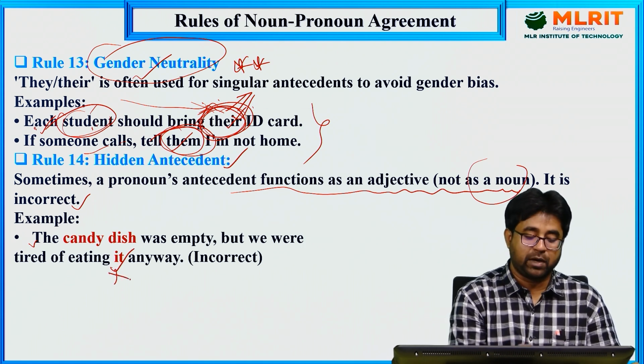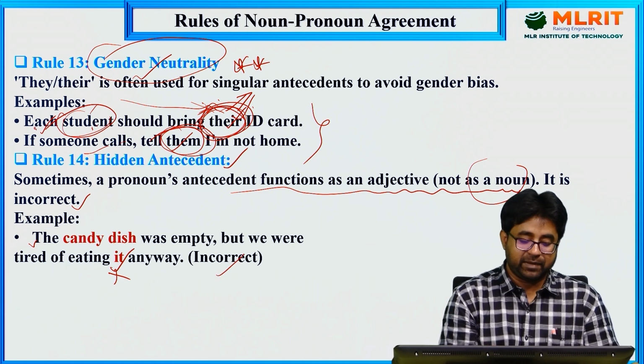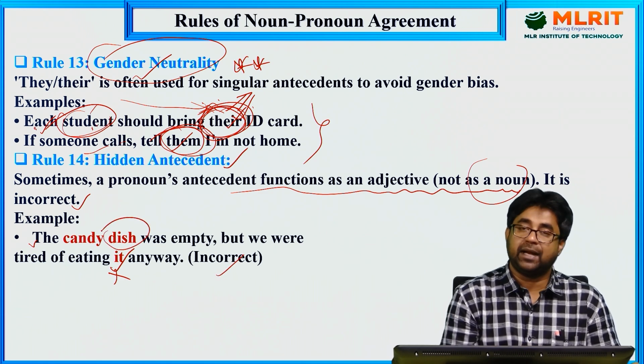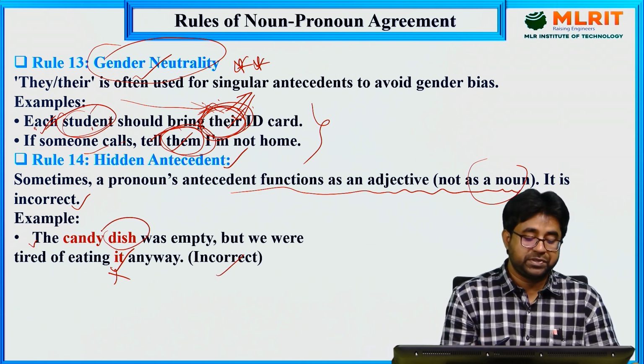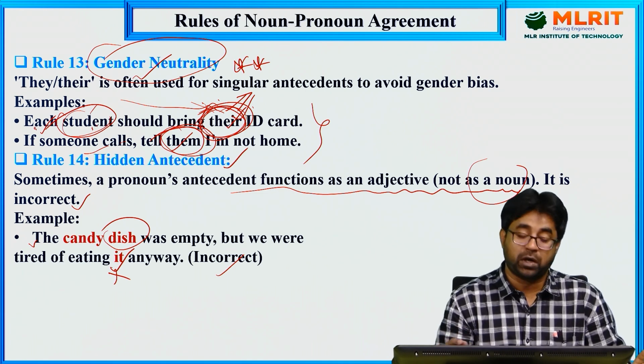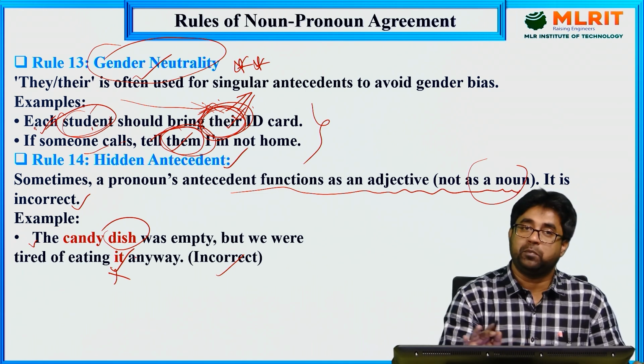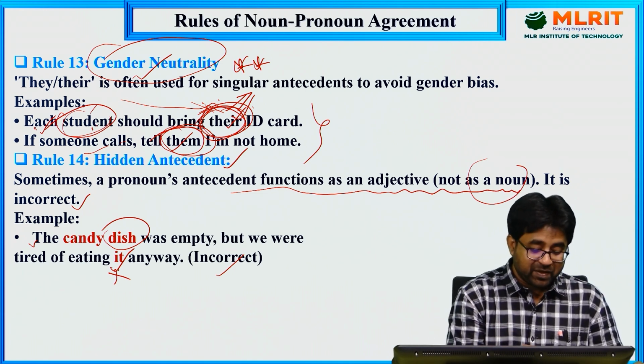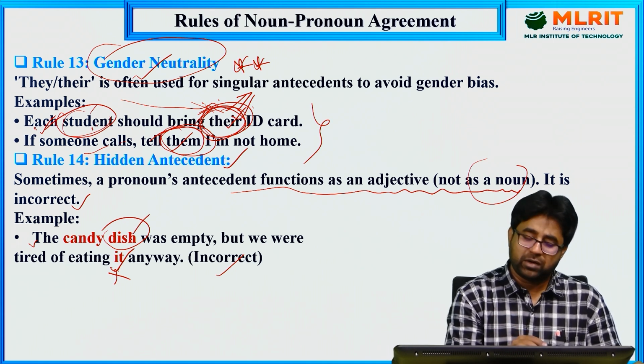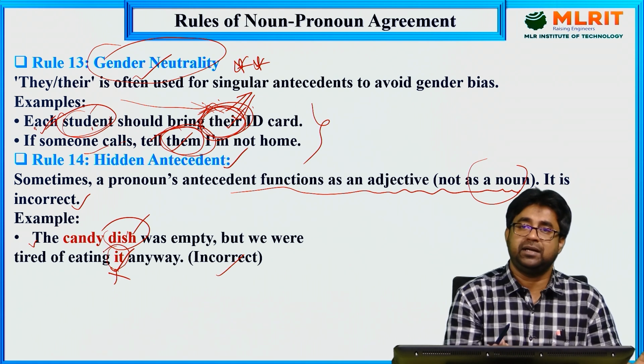So this is the pronoun it. It is incorrect because we know dish we cannot eat. Is it possible for us to eat a dish? I know for human beings it's not. Maybe you can try. No, please don't try. So what is happening here? We know that dish cannot be the antecedent because we cannot eat dishes.